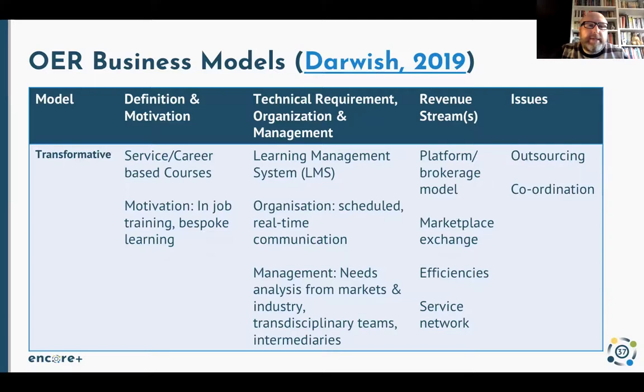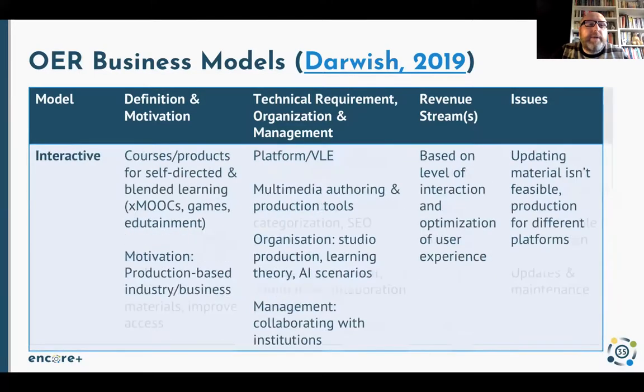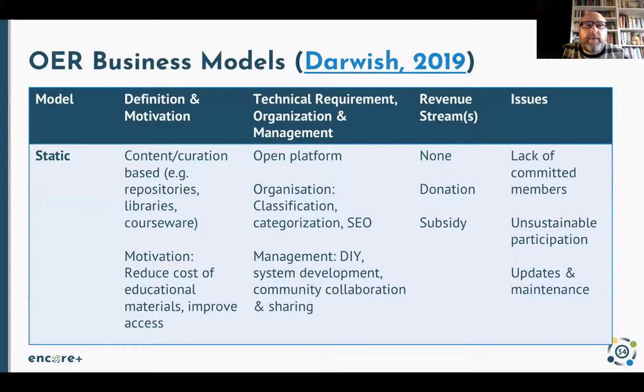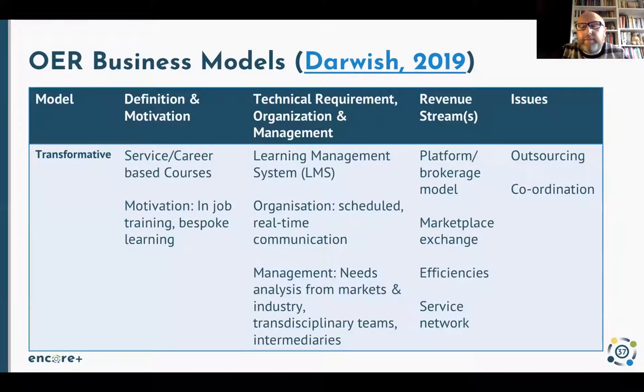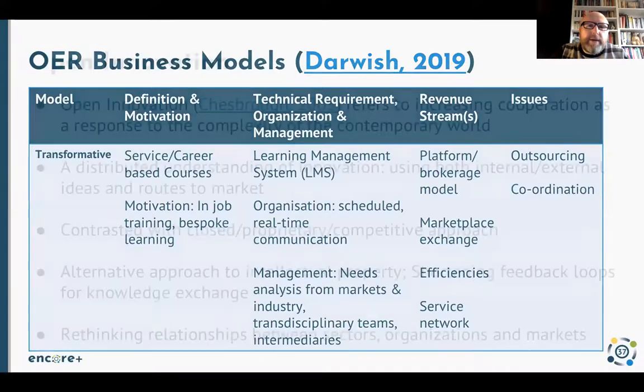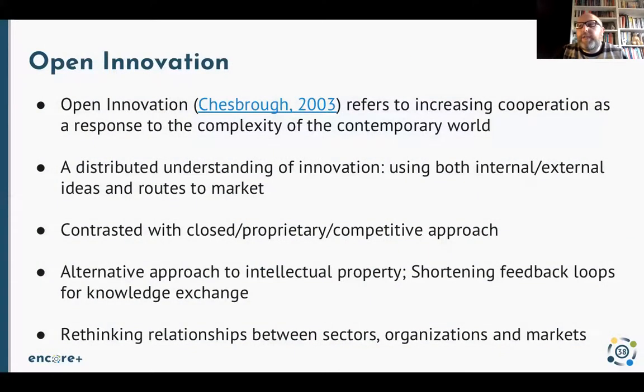Now, arguably, these four types also map onto that SAMIA framework quite well: substitution, augmentation, modification, and redefinition. So we're looking at these kinds of things and trying to develop a typology of business models. And the idea will be to leverage the networks and the communities that we are in contact with to refine those and make effective value propositions.